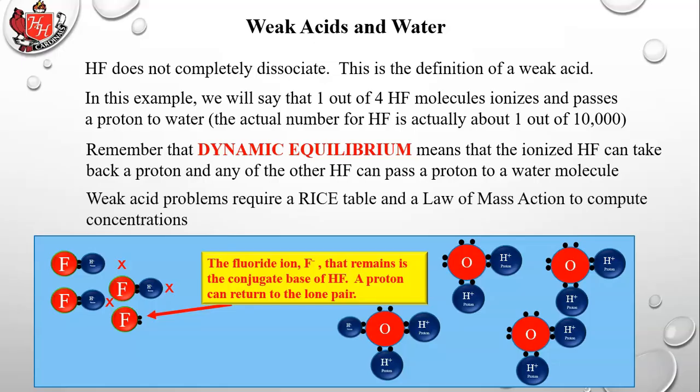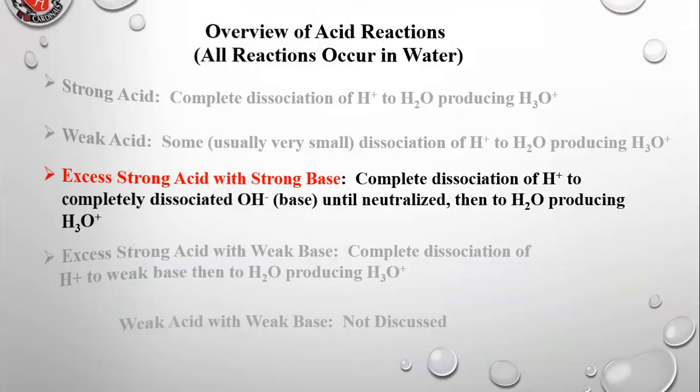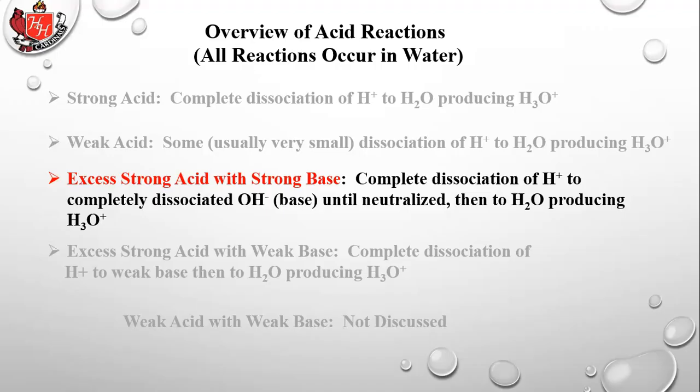Weak acid problems require a Rice table and law of mass action to compute the concentrations. That's what we've been doing in the last couple of lessons. Now we're going to move on to something that we haven't talked about. And that is, what if we have both a strong acid and a strong base in solution?